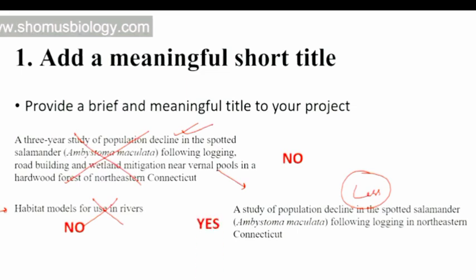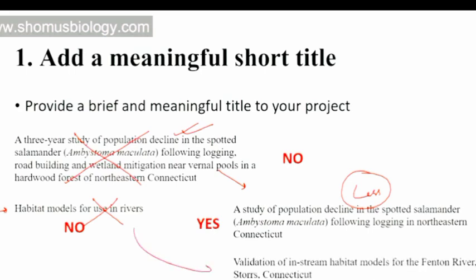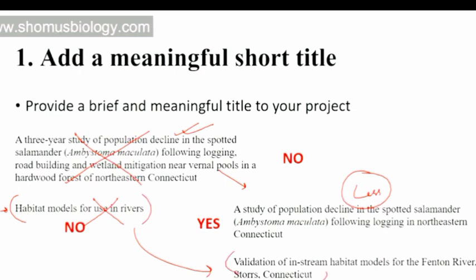So it's absolutely yes. Another one: the second option was too short, but now if you write "Validation of in-stream habitat models for the Fenton River, Storrs, Connecticut," then someone reading this title gets some idea about it, whereas the short one gives no idea. So this is how you should frame a title. Remember, not to explain too much, but explain exactly what you are about to do.